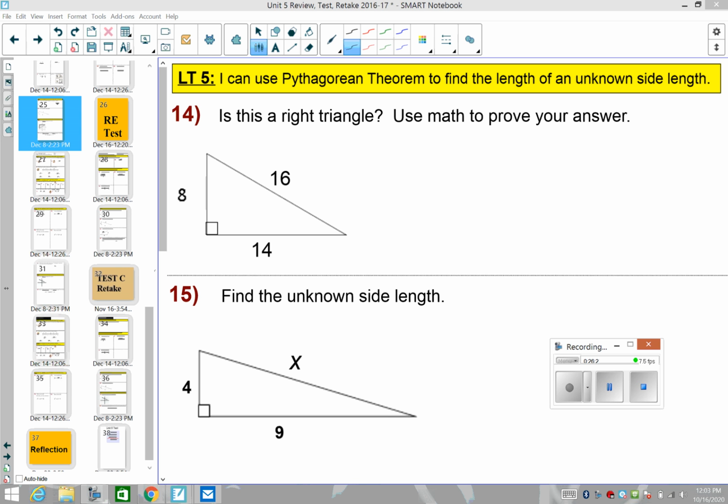Okay, next question. Is this a right triangle? Use math to prove your answer. Lots of kids will just look at that and assume that it's a right triangle. The question is, is this truly a right triangle? The symbol is just more of a question mark. So just make sure that's not confusing.